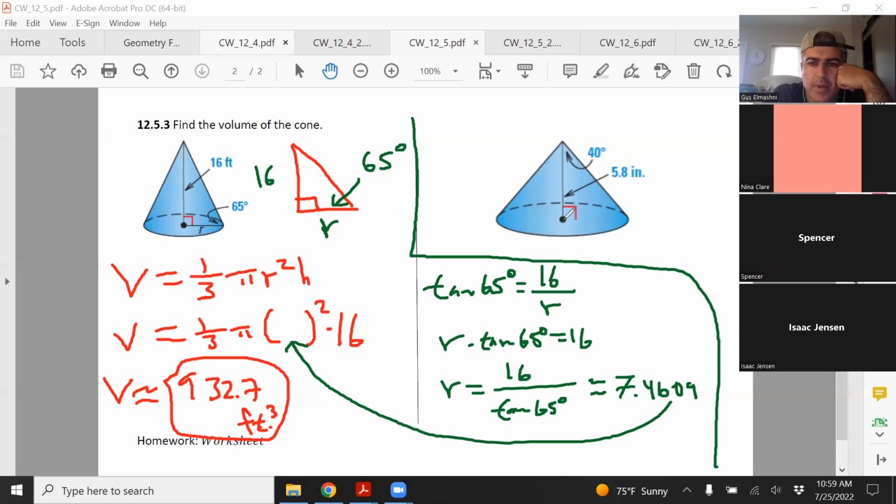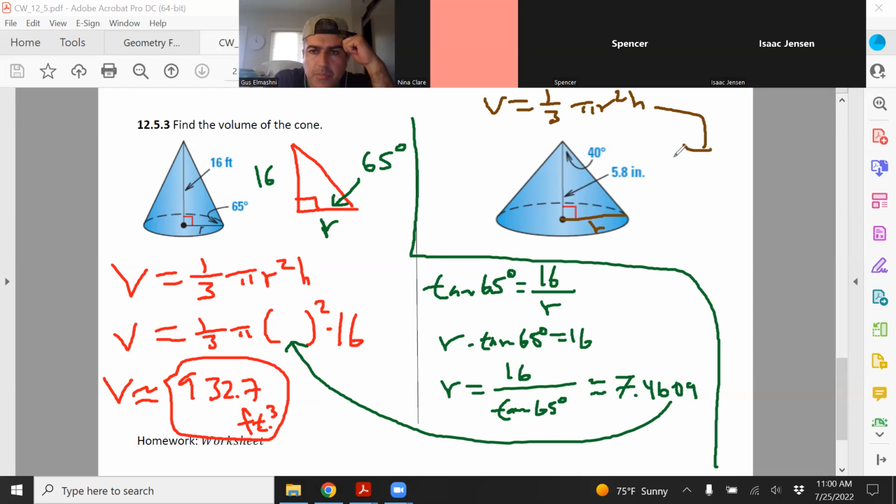And lastly, for this one here, let's go brown. There we go. So you got to solve for that radius again. Now you have 40 degrees. So you're going to say volume is 1/3 pi r squared h. So 1/3 pi. We don't know r. Do know the height's 5.8.